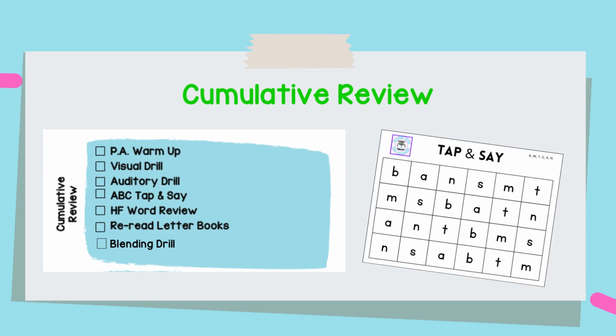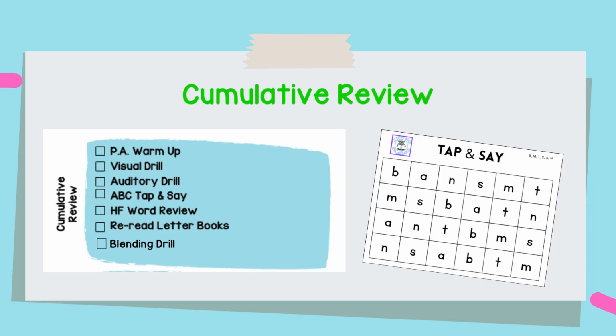Another activity would be the auditory drill. And again, I spoke of this one back in Module 3 as well. And this is kind of the opposite of the visual drill, where the teacher says a sound and the students would identify the letter. So the students could write the letter, point to the letter, and again, it's just letters that they have already learned.